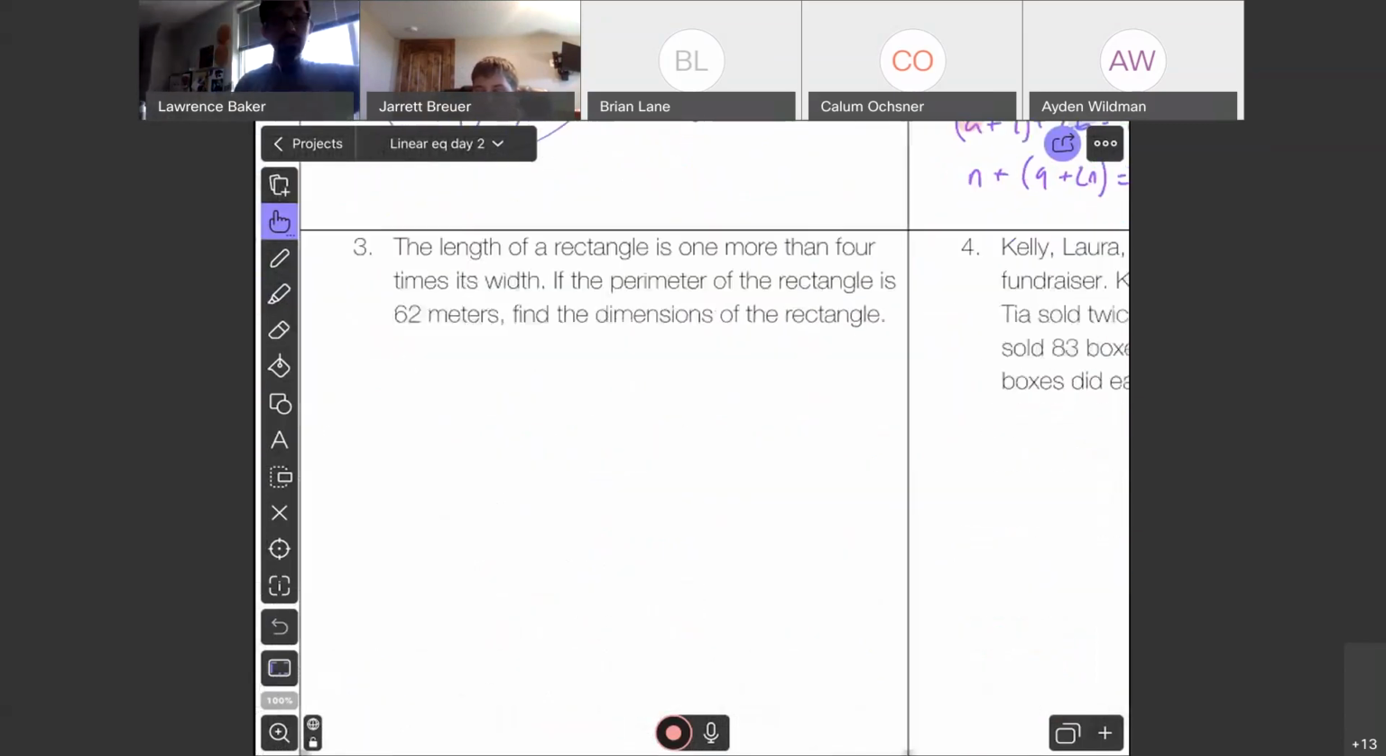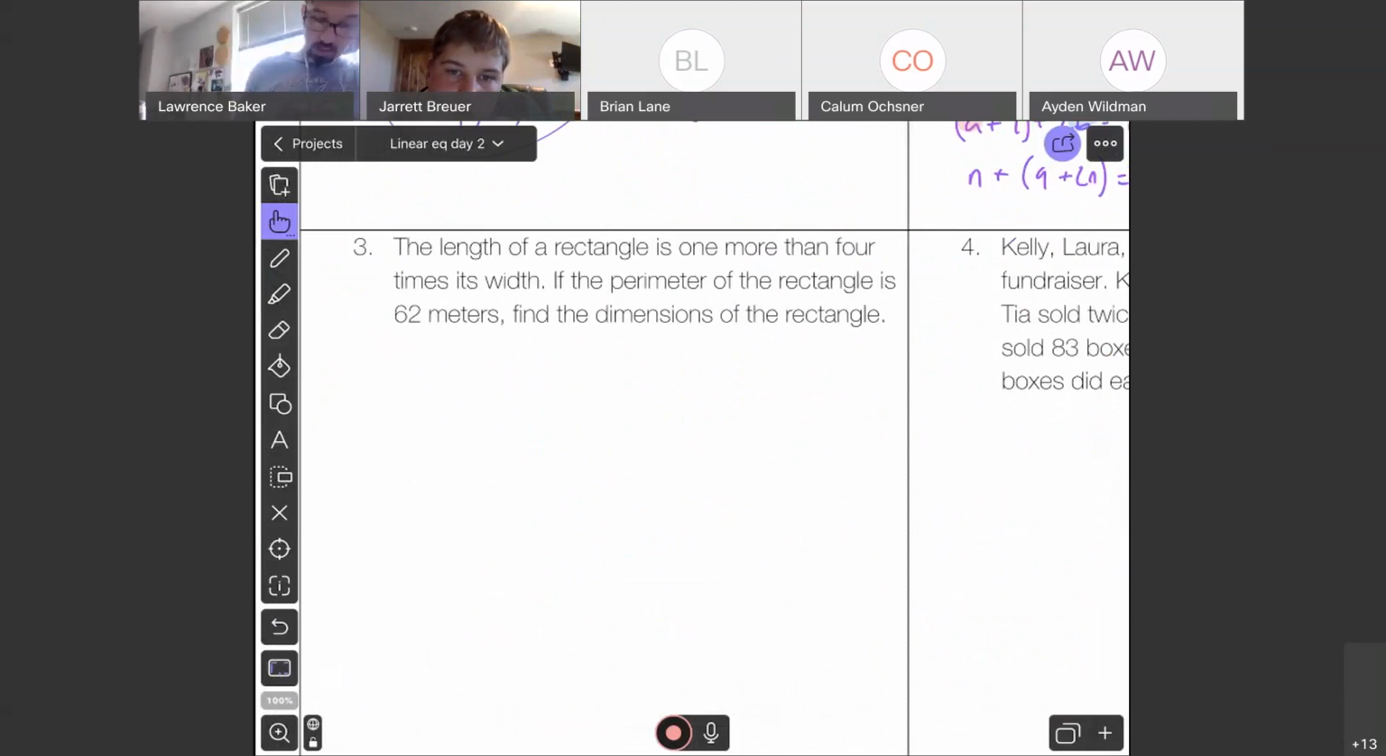This is definitely a problem you guys would have done in geometry. So not that long ago. Just going to read over it real fast, then we'll go back and break it down. The length of a rectangle is 1 more than 4 times the width. There's a sentence. The perimeter of the rectangle is 62 meters. Find the dimensions of the rectangle.